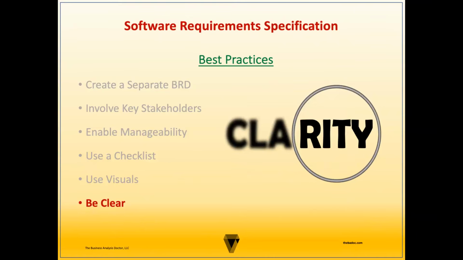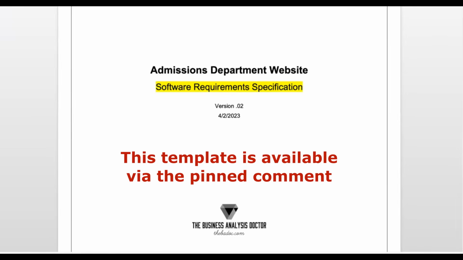Be clear. Business analysts need to use clear and concise language to express requirements in the software requirement specification. Avoid jargon and ambiguity and be specific about what the software should do and achieve. Use diagrams and examples to help clarify the requirements. Now let's take a look at an example software requirement specification.